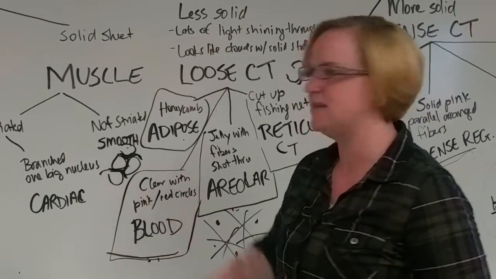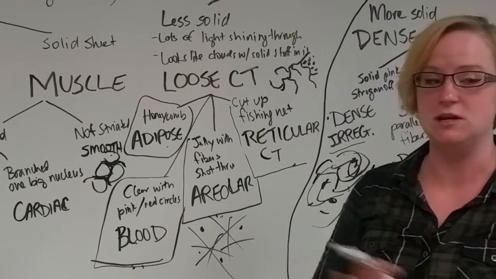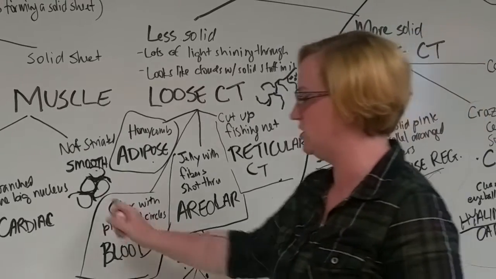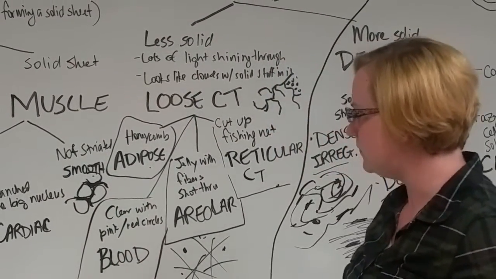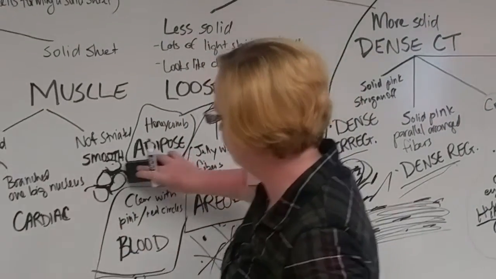The spaces themselves are fat droplets, so you won't see any nuclei in the center of the fat droplets. It's just going to be a clear space, and again, it will look like a honeycomb. So that's loose connective tissue.